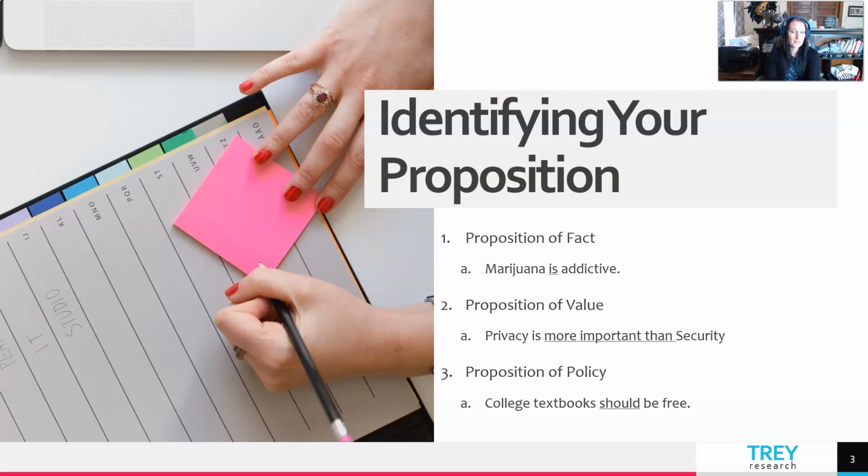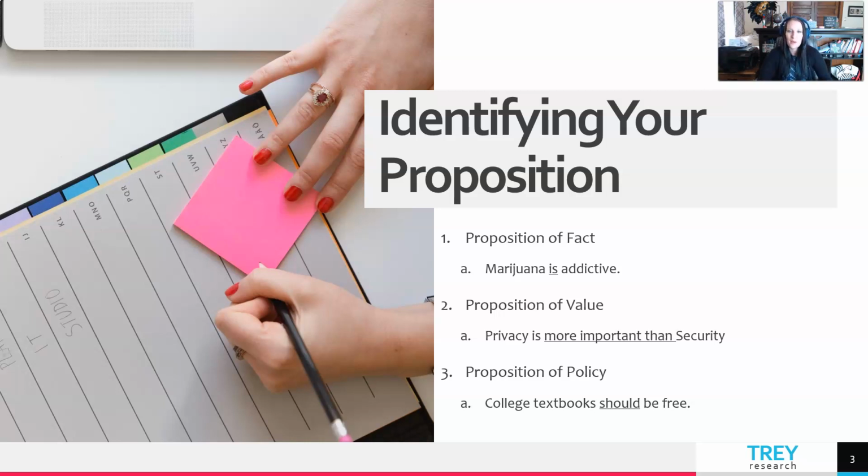So policy arguments are about rules, regulations, and policies. So this could be something like parking should be free, or students should get priority parking, or tuition should be lowered. It could be all kinds of things. If the word should shows up in your thesis, it is a policy argument.